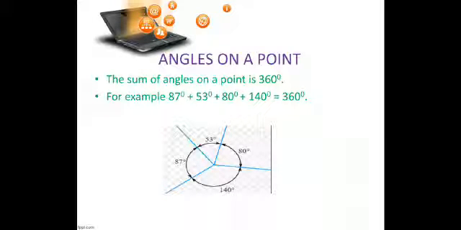Angles at a point. The sum of angles at a point or inside a circle is always 360. For example, 87, 53, 81, 40, they are equal to 360.